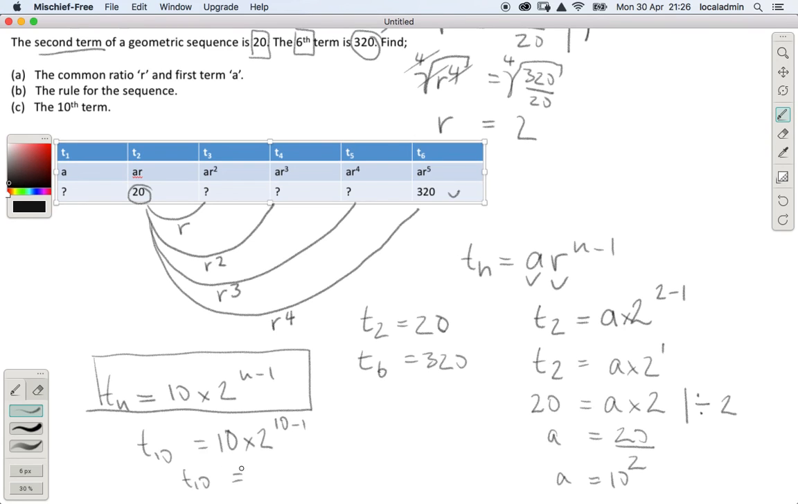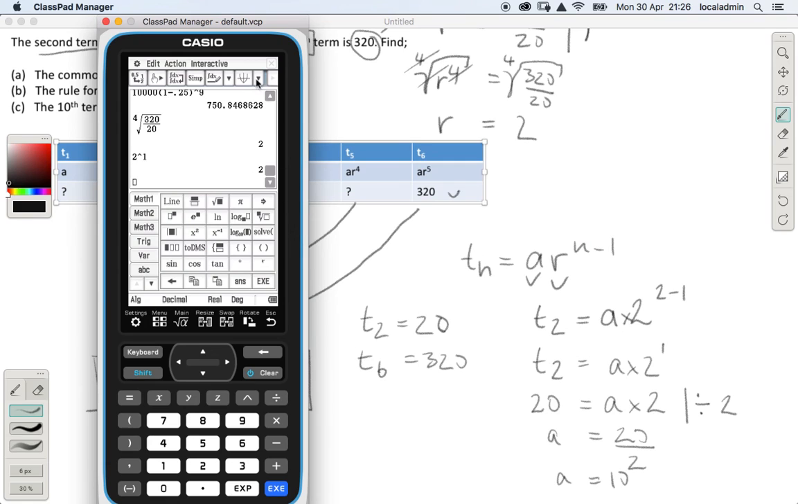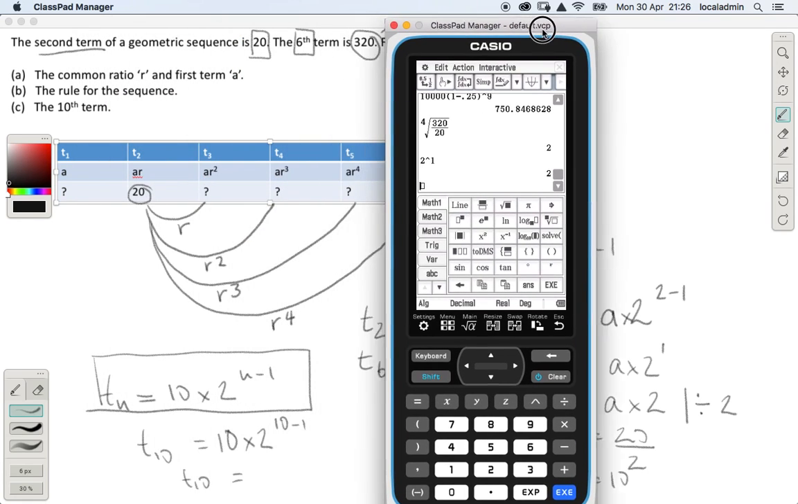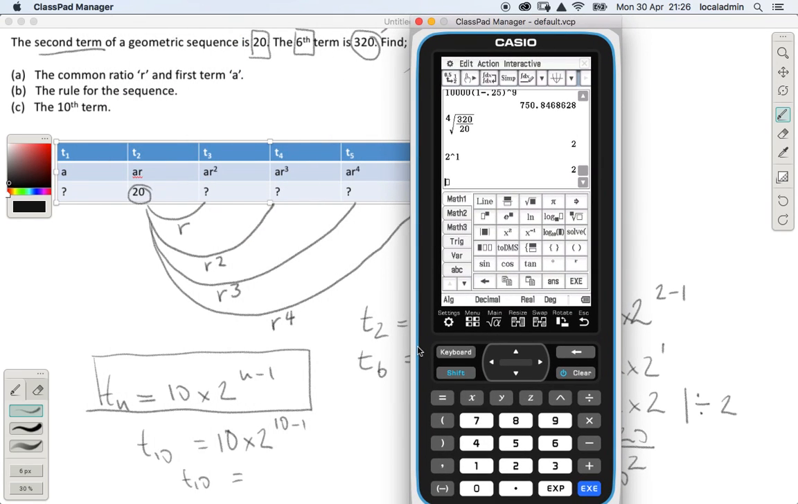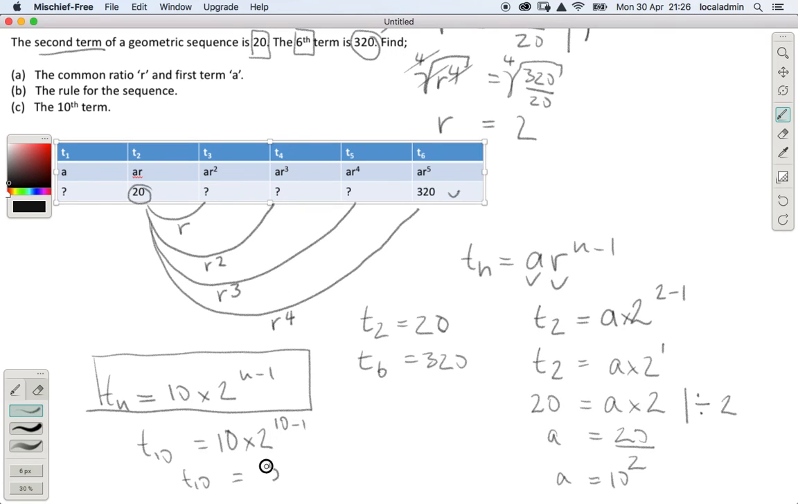And we can do that using our calculator. Let's bring that over here so you can see. It's 10 times 2, and then we go to the power of 10 minus 1, which is 5,120. And that is our final answer.